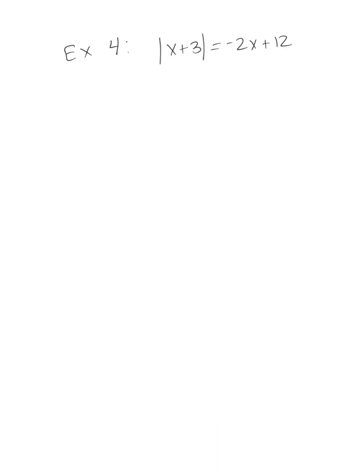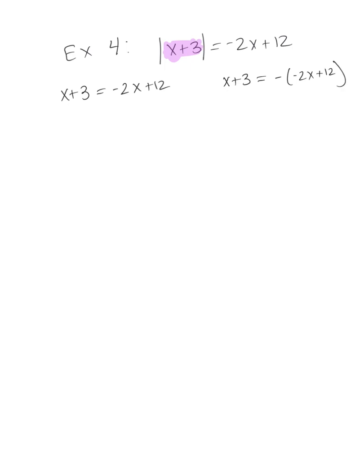This last example is as follows. So we have the absolute value of x plus 3 equals negative 2x plus 12. So this is a situation where we have variables on both sides, so we have to be kind of careful here. I'm going to remind you that the input of the absolute value equation can either be the positive output, which is negative 2x plus 12, or we take the opposite, which is negative, negative 2x plus 12.